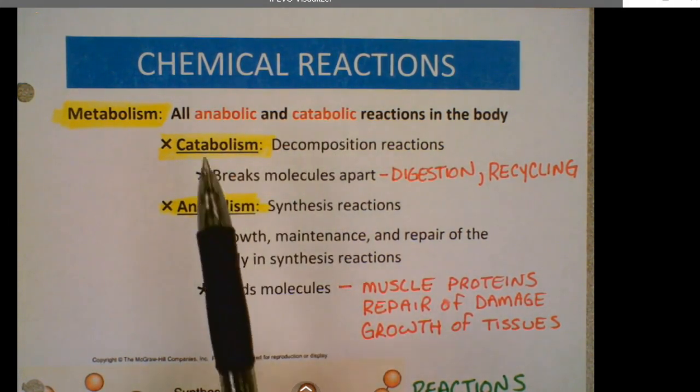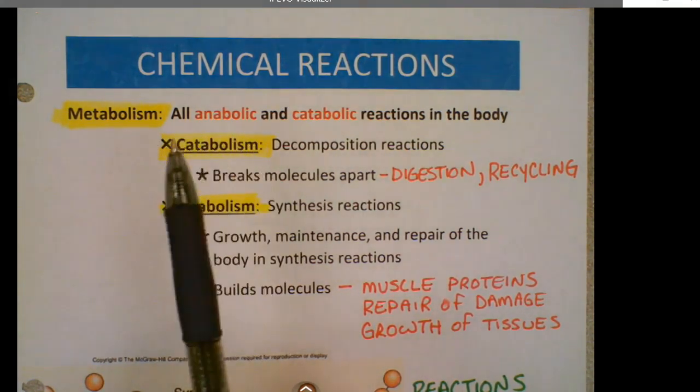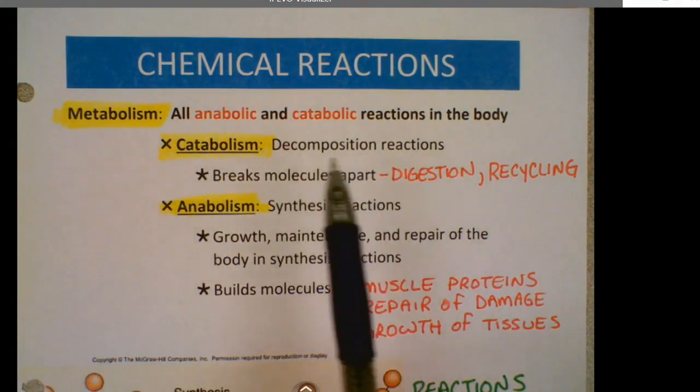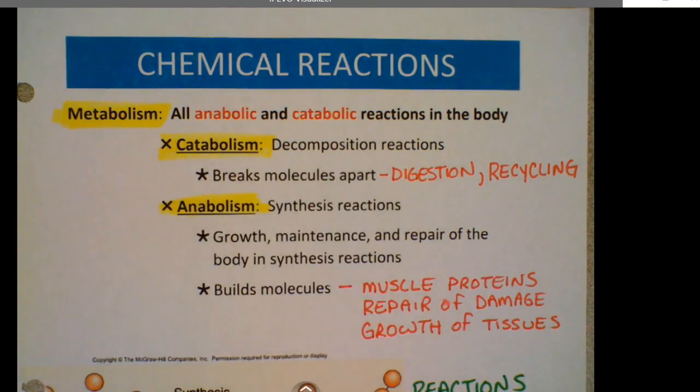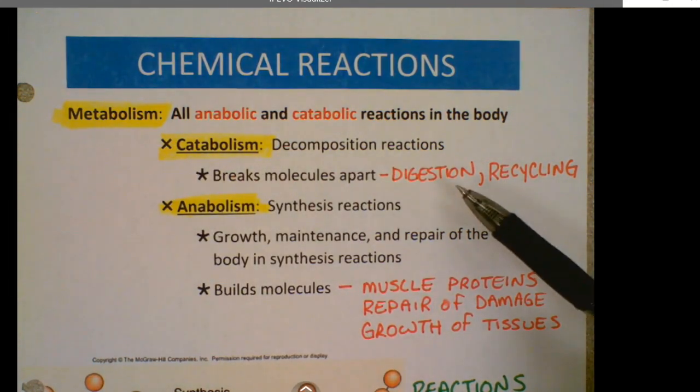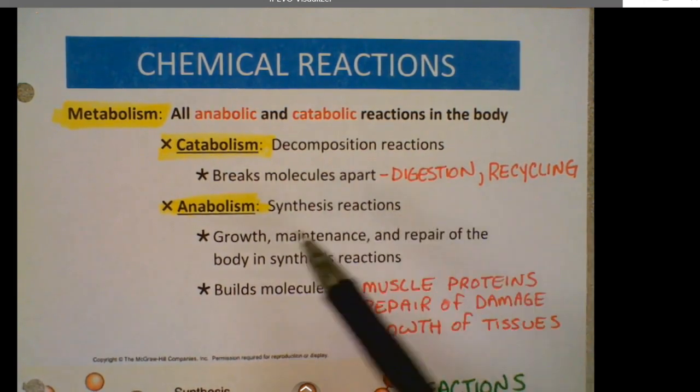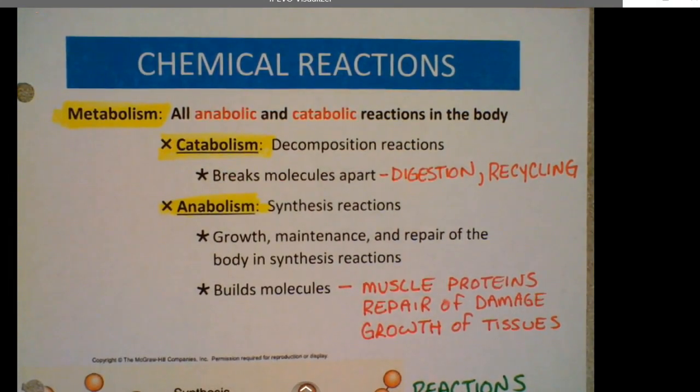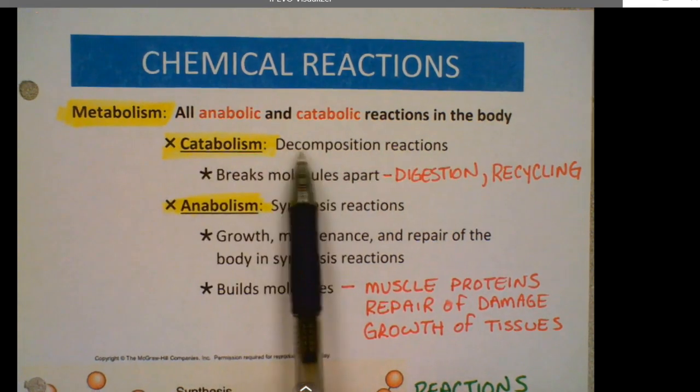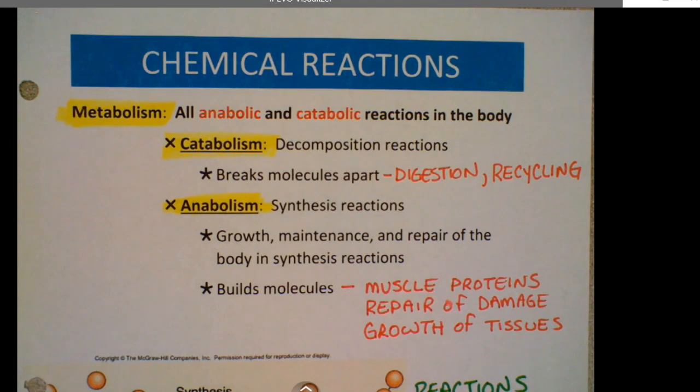This is really easy. Catabolic reactions, or catabolism, are going to break stuff apart. So digestion, for example, when you are eating something, let's say you eat an apple, you are going to break that apple down. That's called catabolism. So if we break it down, we are undergoing a type of metabolism called catabolism. We also can call catabolism a decomposition reaction because we're destroying something, it's decomposing.